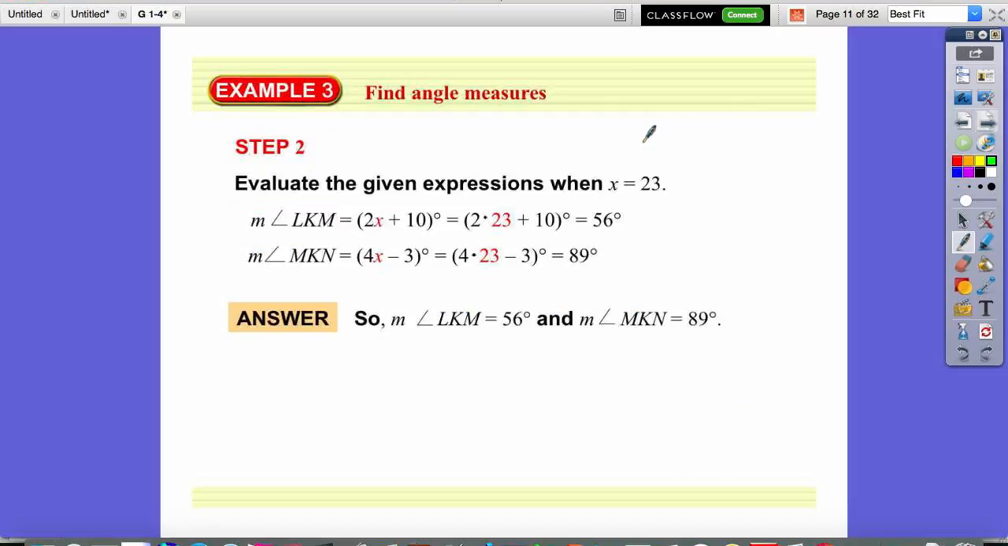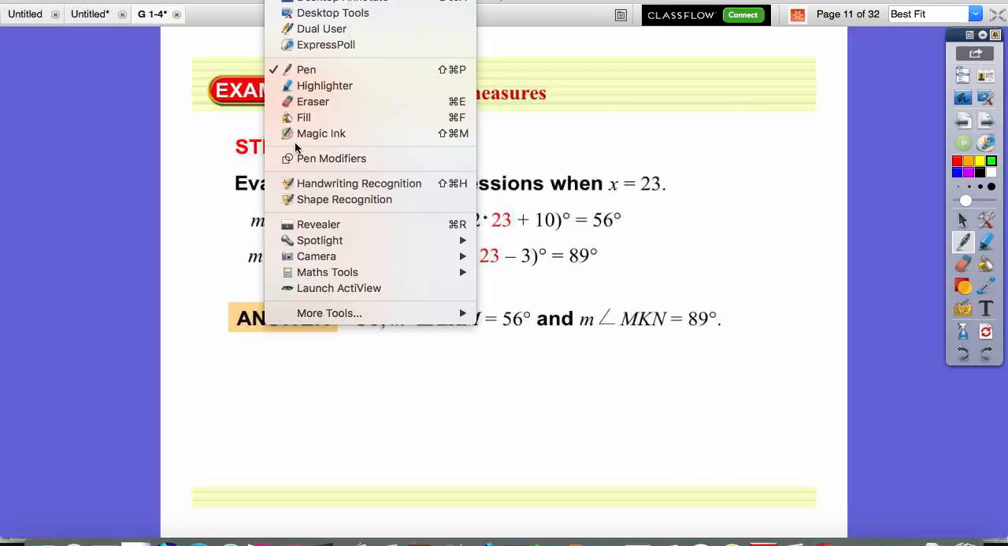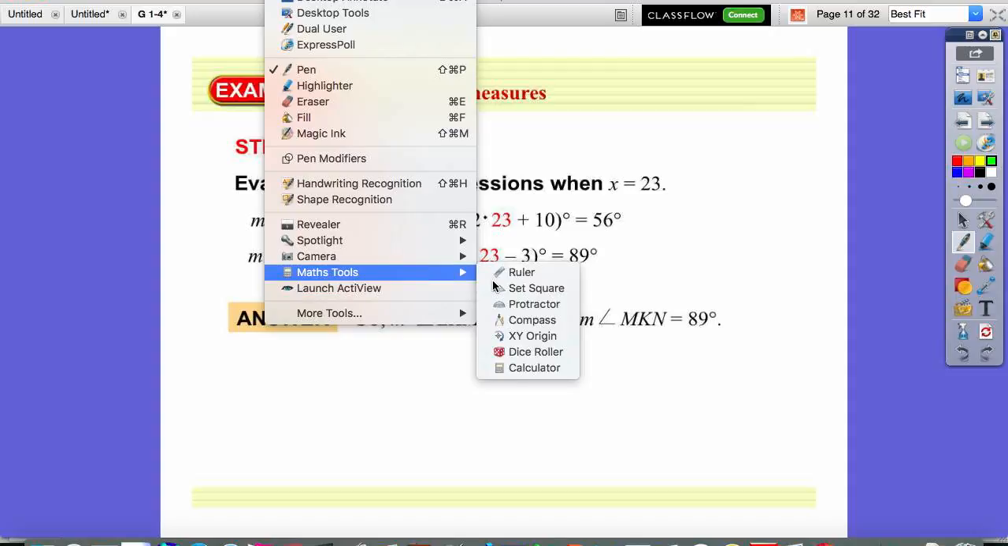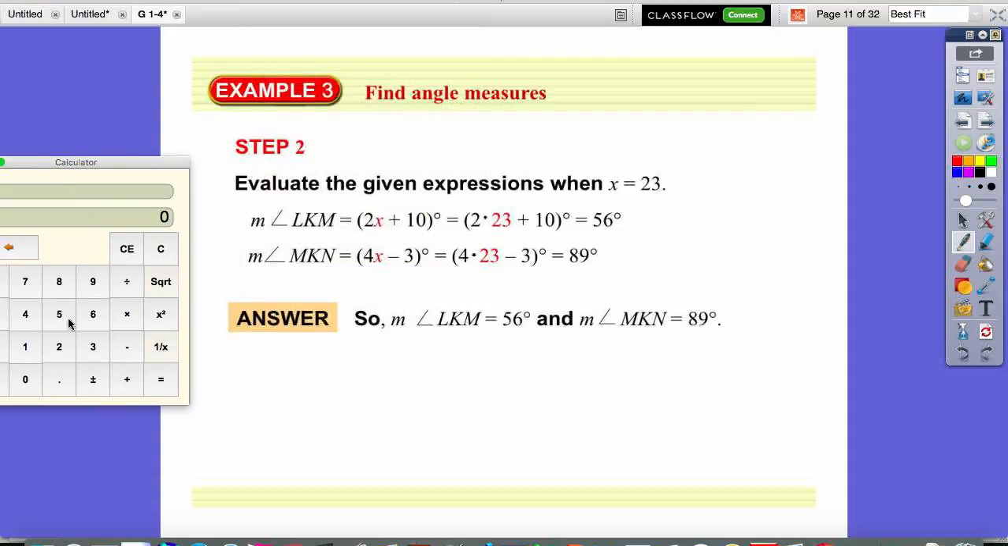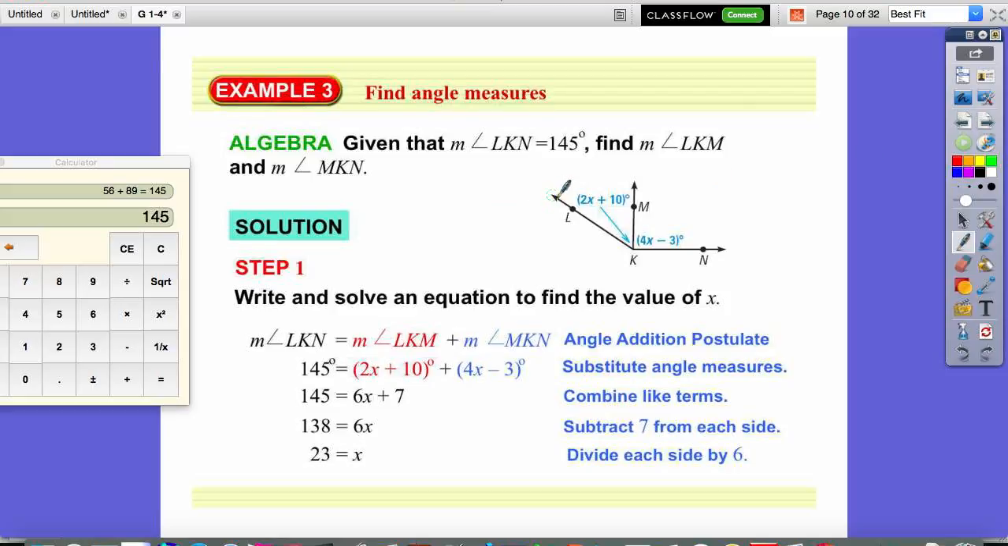And I can also get the larger angle by adding them together. If they asked me, they didn't ask me, but I'm going to go ahead and do this. The total 56 plus 89 is 145. So angle LKN, they told me, is 145.